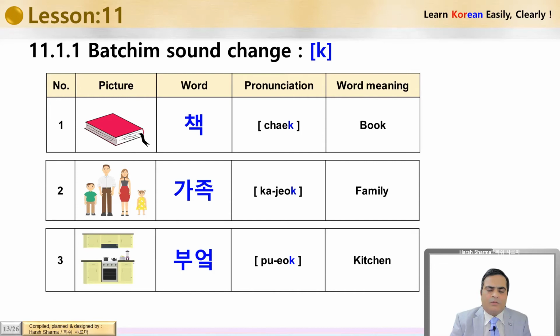And if you see number 3, what is the Batchim? I will not tell you now. You can easily find out. What is the Batchim? Yes, very good. Batchim is kha. But how will you pronounce it?